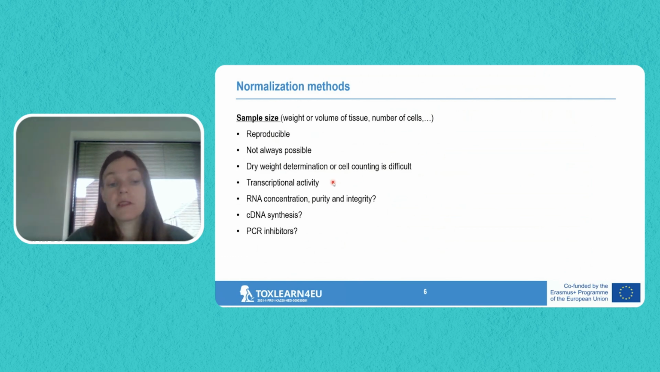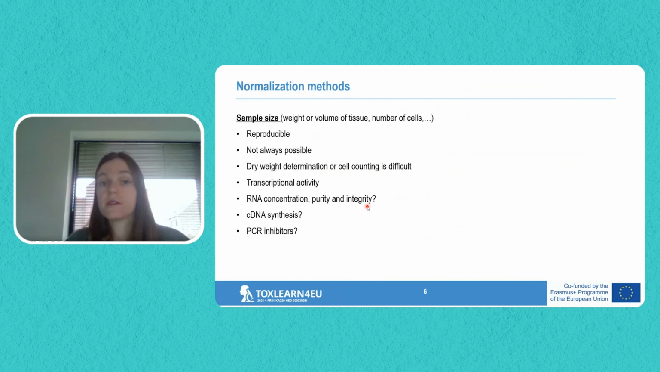When using this normalization method, you do take into account differences in transcriptional activity between samples, which is what you were actually interested in, because this means that you will look at differences in gene expression levels. However, this method does not take into account potential differences between RNA concentrations, RNA purity, and RNA integrity between samples.